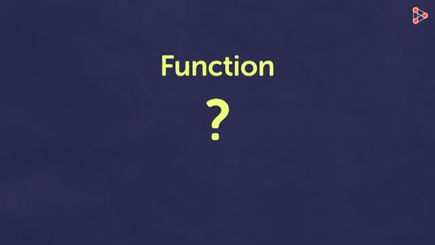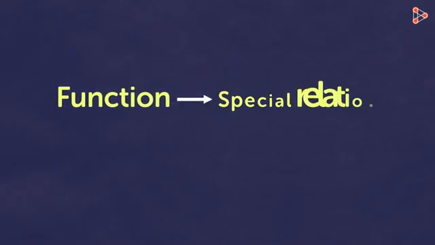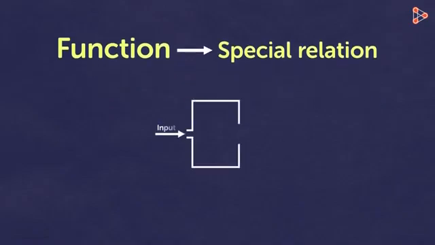What is a function? In simple words, a function is a special relation. It produces new elements out of some given elements. Let's understand it in terms of sets.